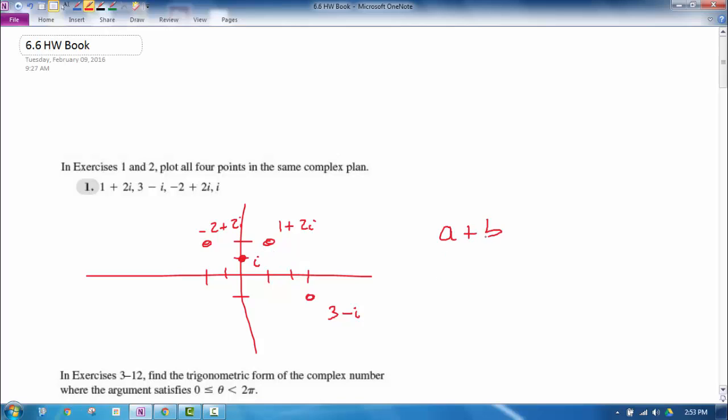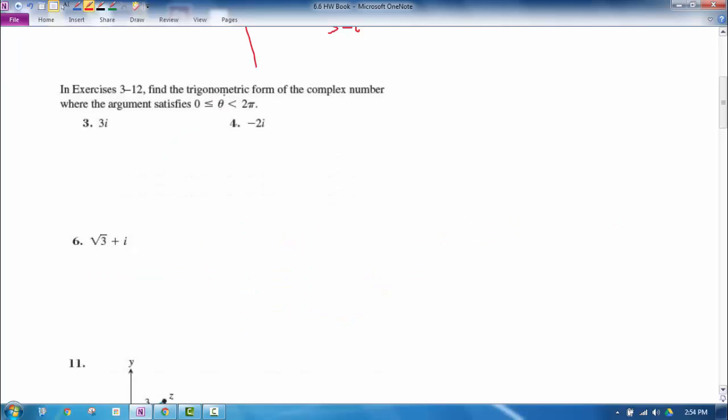So if your complex number is a plus bi, then you can look at this as the a-axis and this is the b-axis, pretty much. So this is the real axis and this is the imaginary axis. So that's helpful because then if we want to find trig form of a complex number like number 3, we can just put it in this form really easily.